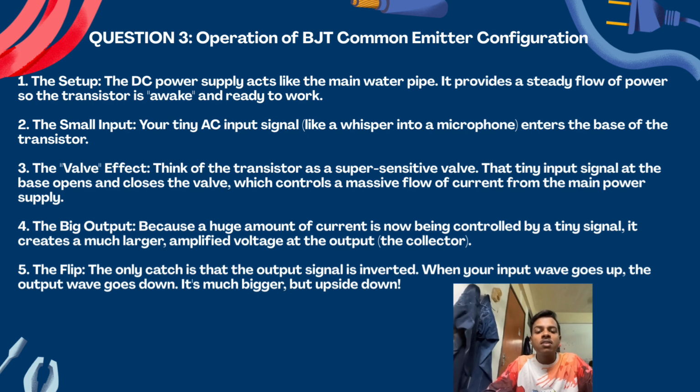Third, the valve effect. Think of the transistor as a super sensitive valve. That tiny input signal opens and closes the valve, which controls the massive flow of current from the main power supply. Fourth, the big output. Because a huge amount of current is now controlled by a tiny signal, it creates a much larger amplified voltage at the collector output.